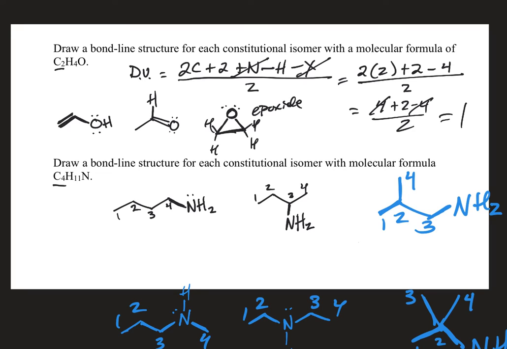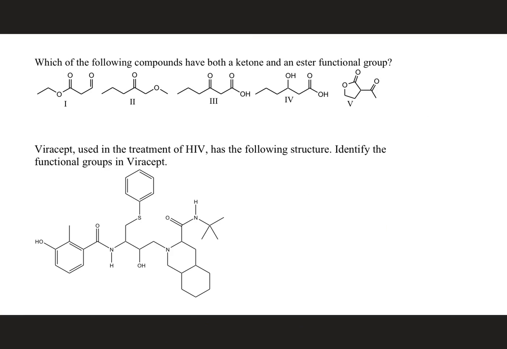Having carbons and nitrogens makes it more complex than any other 2 elements. And next we have: which of the following compounds both have a ketone and an ester? A ketone is any structure that has 2 R groups attached to a carbon-oxygen double bond. And an ester has an R group bonded to a carbon-oxygen double bond, but then there's an oxygen here and another R group.